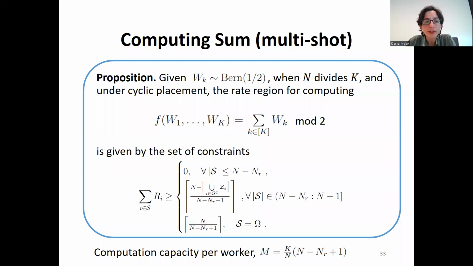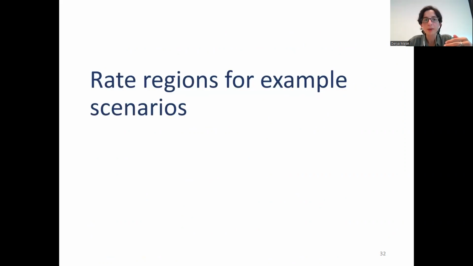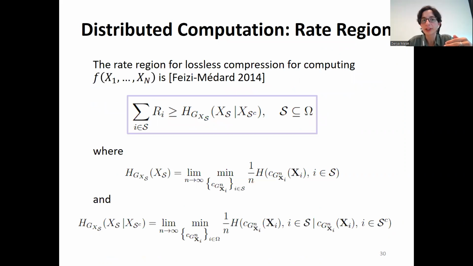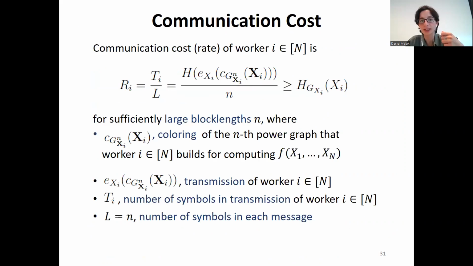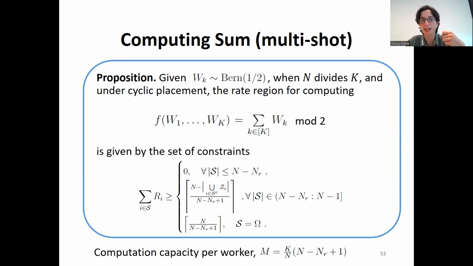If we select a subset with cardinality less than n minus nr, it is not possible. The sum rate of those subsets of users needs to be 0, because when I look at the expression for graph entropy, on the right-hand side I will have the remaining nr users, and any subset of nr users is sufficient for me to recover the function. That is why the sum rate for the small subset will be 0.